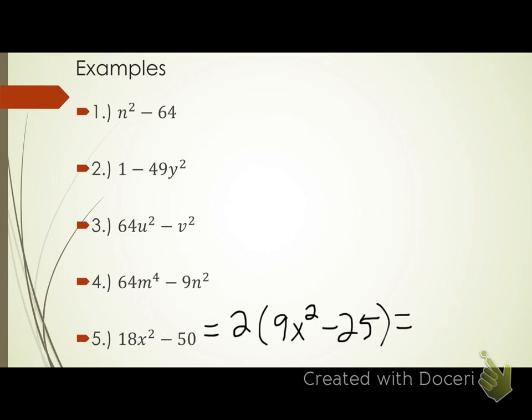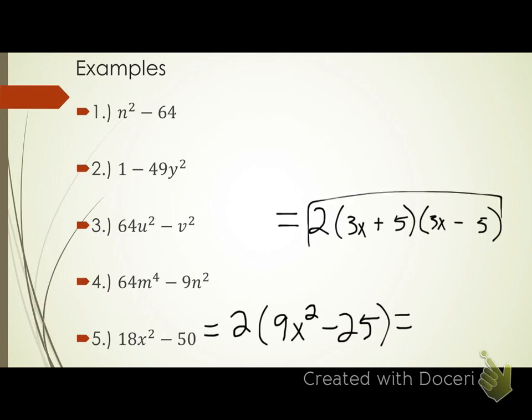I'm going to draw my 2 sets of parentheses with 2 in front of them. So what's the square root of 9x squared? 3x. Square root of 25? 5. One's a plus, one's a minus. So 2 times 3x plus 5 times 3x minus 5 would be my factored form of my polynomial. That's my answer. So, all we really added to it was checking for a GCF before we do the difference of squares. Okay? We good with that?